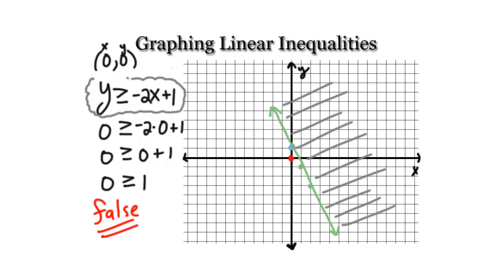Y is greater than or equal to negative 2x plus 1. The area that you want to shade is this side of the line. Okay, so your solution set will consist of all these points along this line as well, because it's a solid line, and all the points to the right of the line.